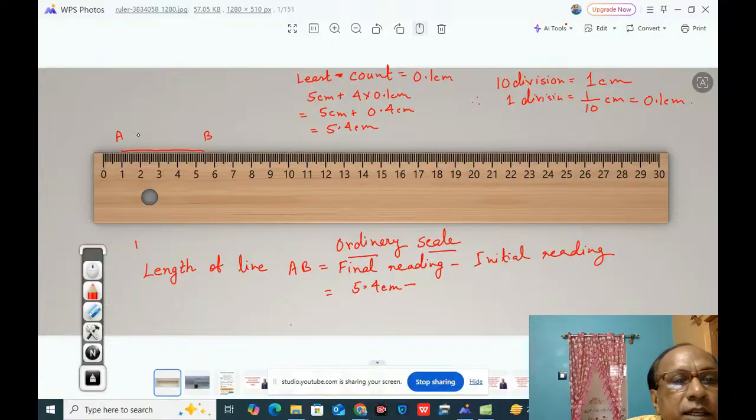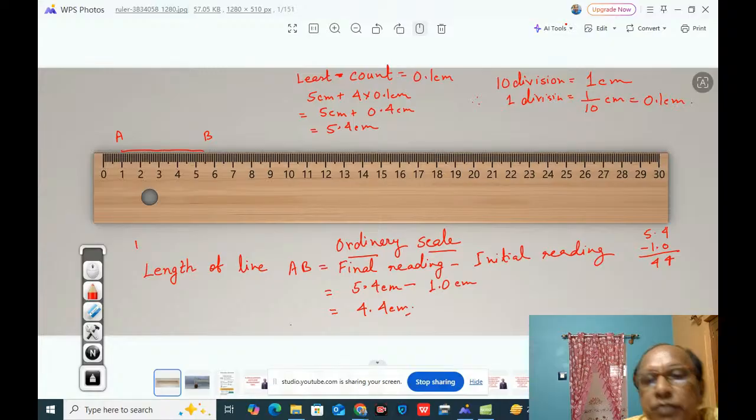And what is the initial reading? Initial reading is 1 centimeter. If we subtract it, that is 5.4 minus 1, we get the value as 4.4 centimeter. That is our answer. In this way, we can measure the length of a line with an ordinary scale.